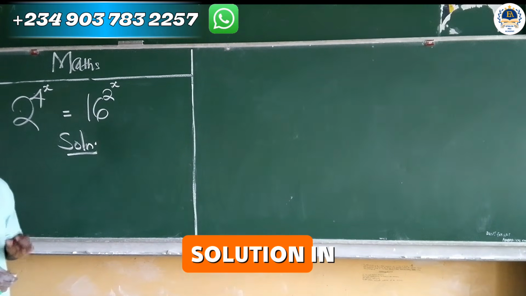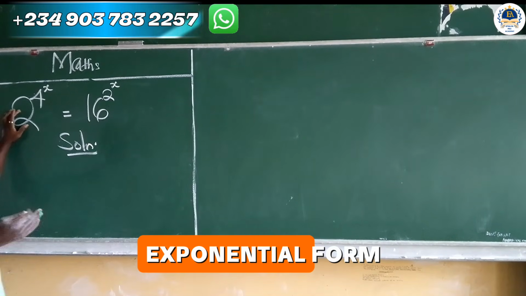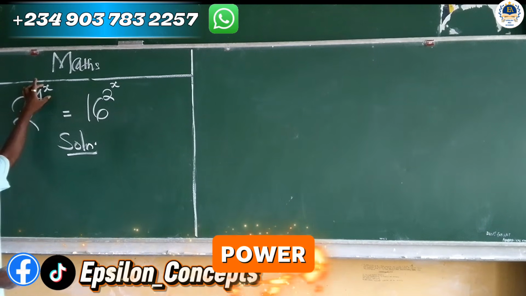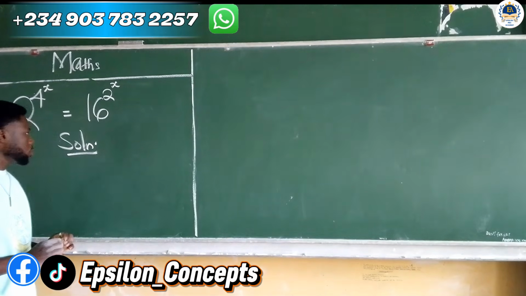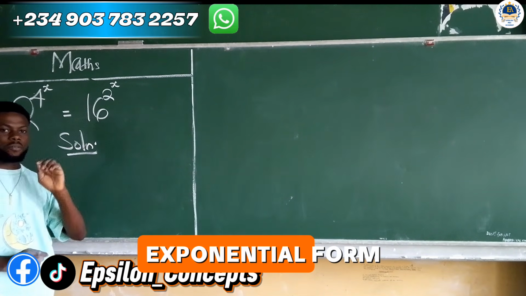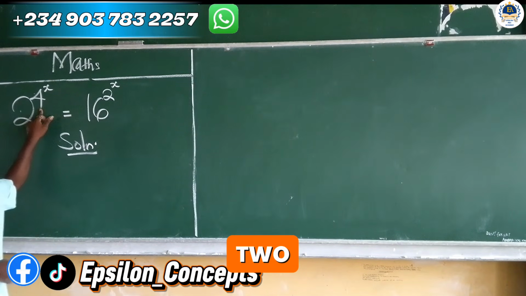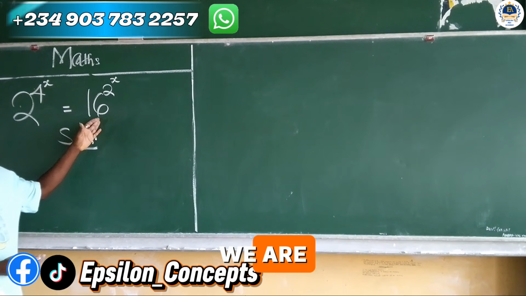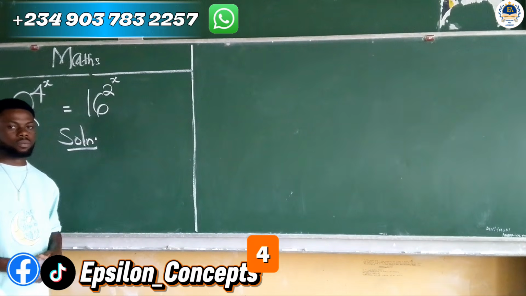Solution. In this question, they are basically written in their exponential form. This is raised to a power, which is also raised to a power. The same with this part of the equation. So the first approach is to rewrite every term and reduce them to the exponential form. That means we are going to express 4 as 2 raised to the power of 2. Over here, we are also going to express 16 as 2 raised to the power of 4.